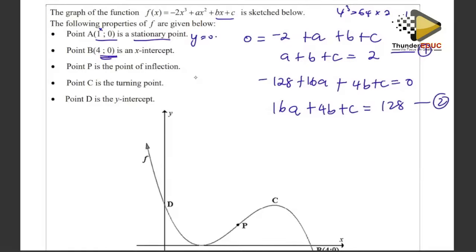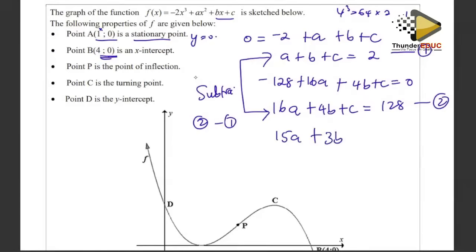Then I need to subtract these 2 equations. So I'll say equation 2 minus equation 1. So 16 minus a, I'll get 15a. 4b minus b, I'll get 3b. c minus c is 0. 128 minus that, I get 126. I'll call this equation number 3.